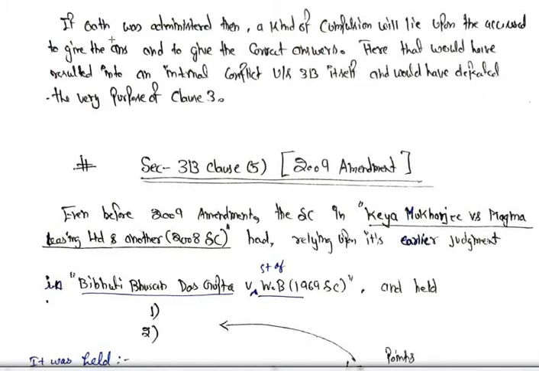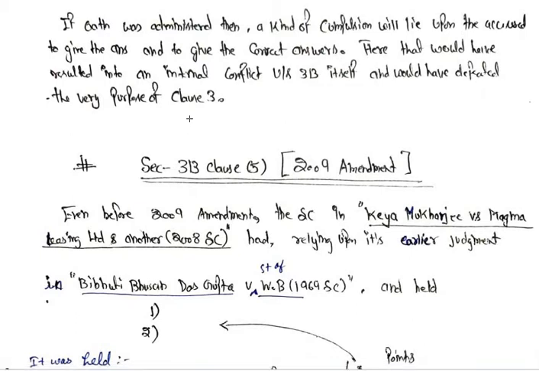Right. If oath was administered, then a kind of compulsion will lie upon the accused to give the answer and to give the correct answers. Here that would have resulted into an internal conflict under section 313 itself and would have defeated the very purpose of clause 3 of section 313 CrPC. क्योंकि clause 3 क्या कहता है 313 का, आपकी कोई criminal liability नहीं होगी. The accused is free to answer or give the wrong answer or not to answer whatever, but the accused will not be criminally liable. Court inference निकालेगा regarding the thing, that is a different thing, but you are not liable on giving the wrong answers.